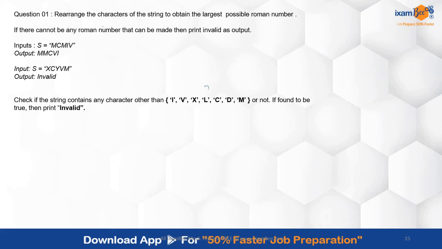If there is any valid string which is possible for the Roman number, you are going to output that string, and if not, you are going to say invalid. So you have to check if your string contains any character other than I, V, X, L, C, D, M or not. If it contains anything apart from these, then you say that it is invalid. So in the second input you have a Y, and Y is not considered for Roman numbers, so you can just say that this particular input is invalid.